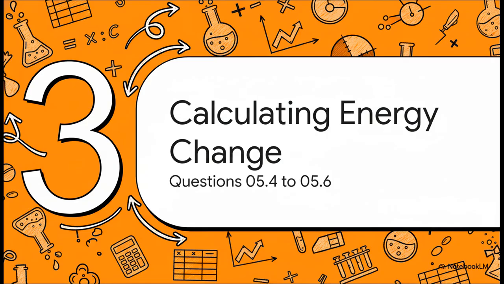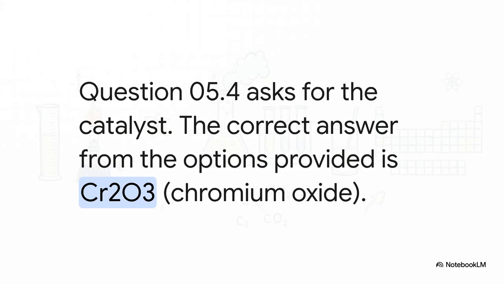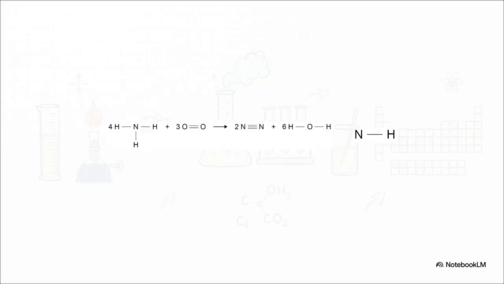Okay, let's switch gears. We're moving away from the concepts and into the calculations. Time to crunch some numbers. First up, a quick 1-marker. Question 05.4 asks us to pick the catalyst out from a list. The mark scheme confirms the right answer is Cr2O3, which is chromium oxide. Okay, now for the main event of this section, question 5.5. We've been given the reaction equation with all the bonds drawn out, and a table full of bond energies. We have absolutely everything we need to figure out the overall energy change.